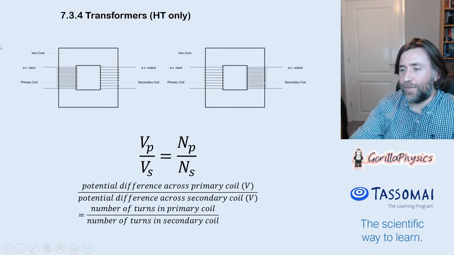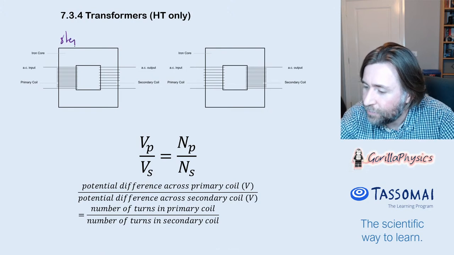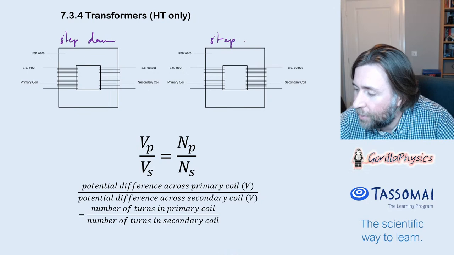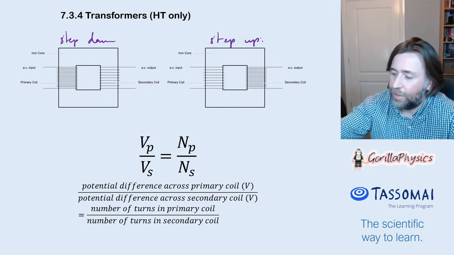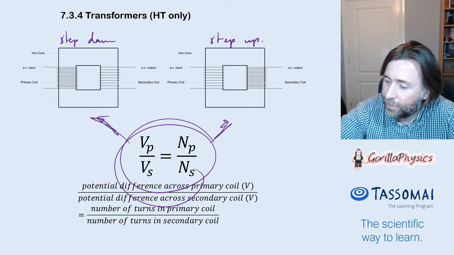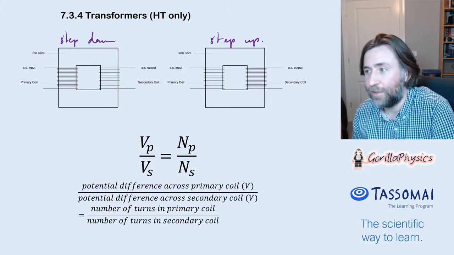Transformers then, there's two types of them. This one is a step down on the left, and this is a step up. And again, you can see hopefully that this equation allows us to explain how these work. So the equations are featuring here when I'm talking about describe and explain questions.